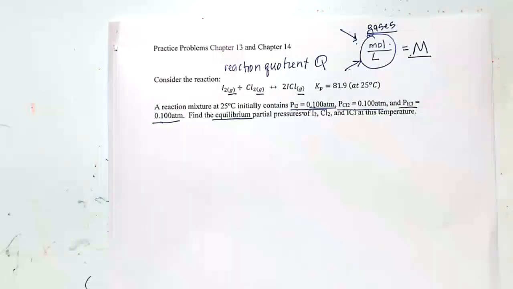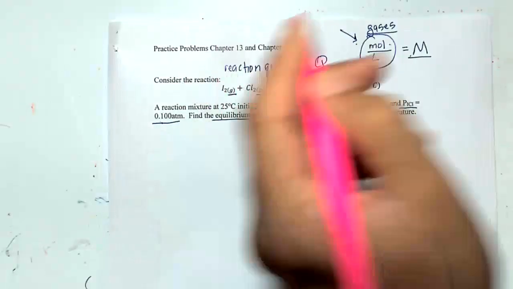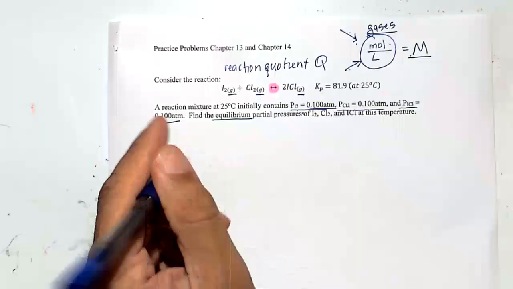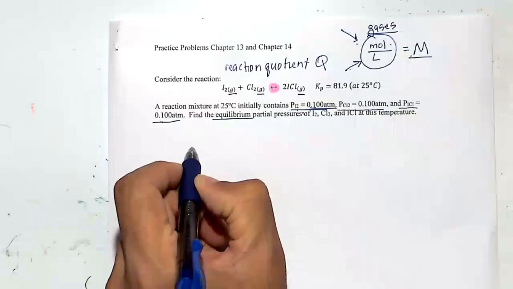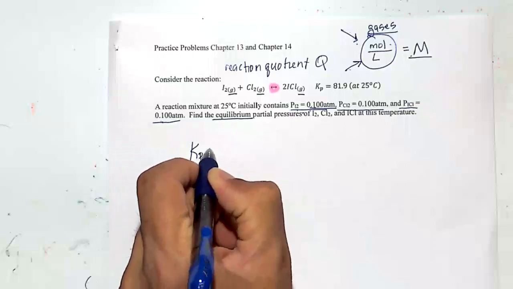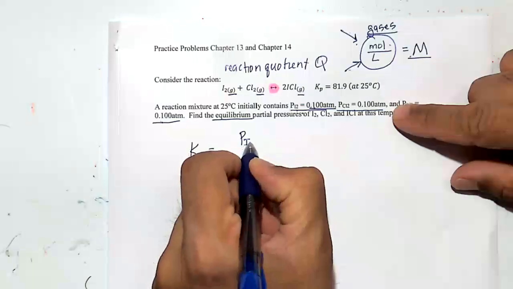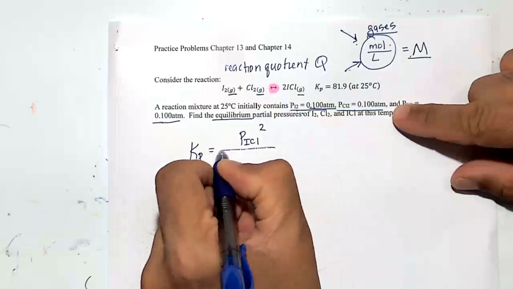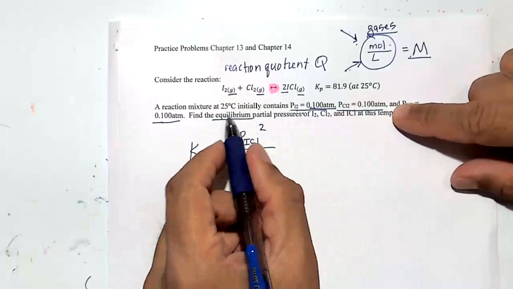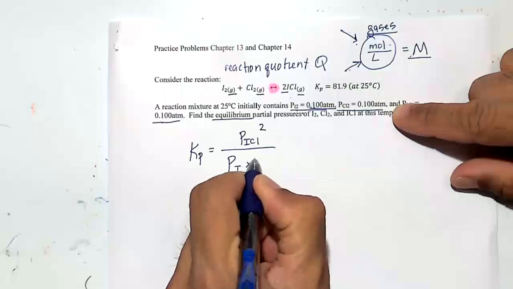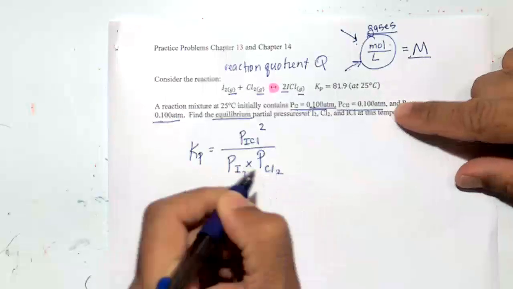How do we know this is in equilibrium? We always check our arrows. They have to go back and forth. That is in equilibrium. So is this at equilibrium? The way to know is that the Kp should equal the pressure, because these are in pressures, of ICl squared because of the 2 there, products over reactants, pressure of I2 times pressure of Cl2.